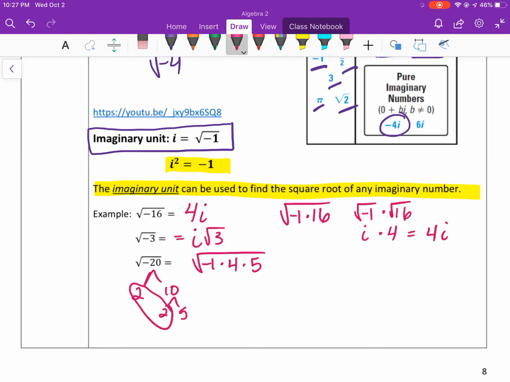So the square root of negative 1 is i, the square root of 4 is 2, and the square root of 5 is irrational. So rewriting that, you always write the number first, then the i, then the square root. So the square root of negative 20 would be 2i square root of 5. So breaking it down, I can take out a group of 2, the 5 stays in, and then the negative comes out as the imaginary i. So the imaginary unit can be used to find the square root of those negative numbers, which we didn't think existed before.